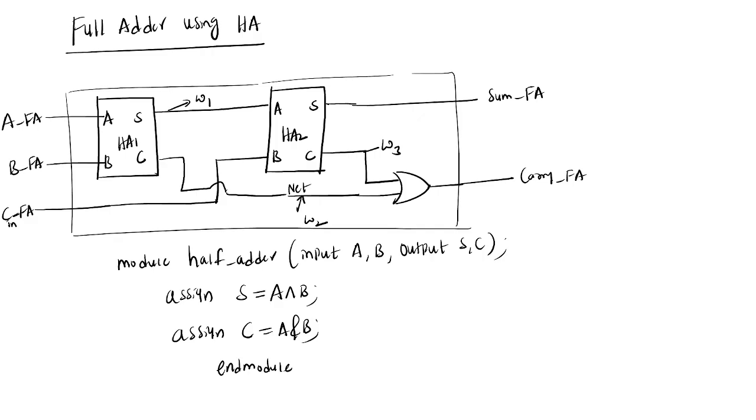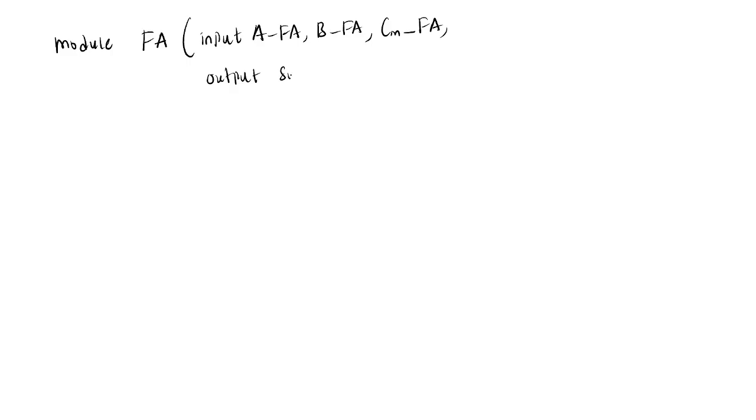After that, what do I need to do? I have to instantiate the next one. First I need to write the code for the full adder circuit module. My module name is full_adder. Input A_FA, B_FA, Cin_FA, output sum_FA, carry_FA. And I need to declare the internal nets.